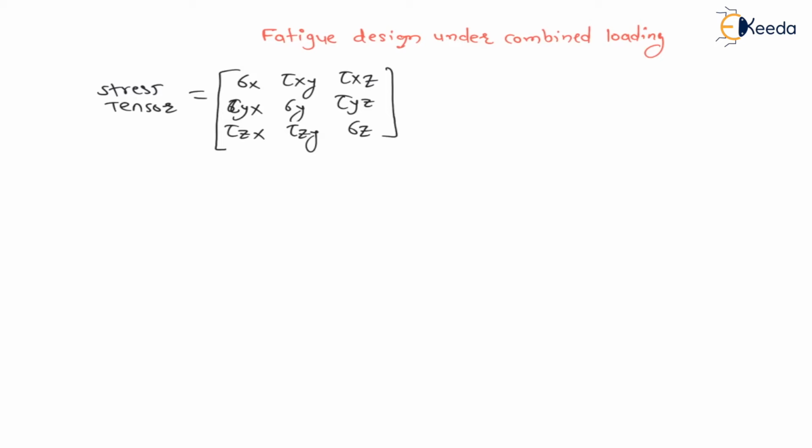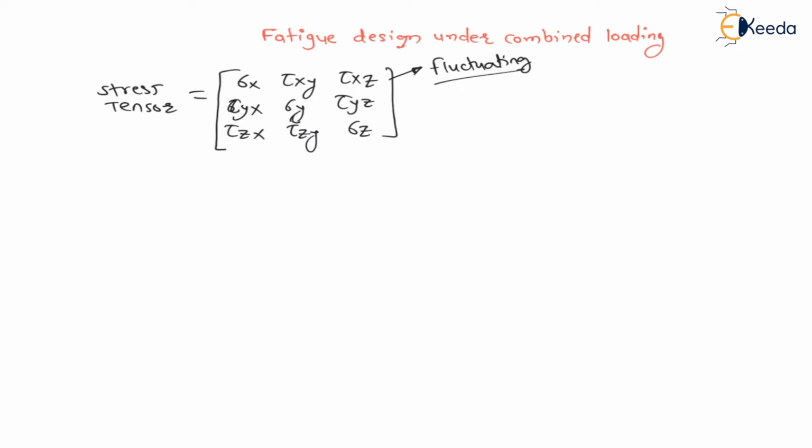Now let us say a component is subjected to three-dimensional loading, on which there are normal stresses and shear stresses. Then for such a type of problem we have to find the equivalent stress. Now again it is fluctuating stress. This stress tensor is fluctuating continuously. The loading is fluctuating from maximum to minimum values for the respective stresses.